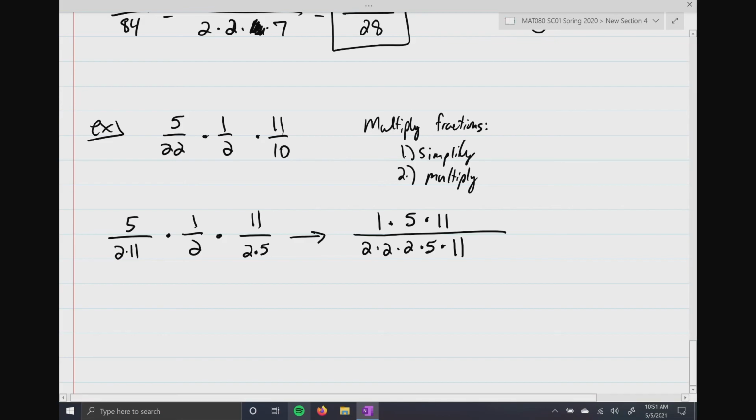Now I'm going to look for numbers that are the same in the numerator and denominator. So I can reduce the 5. I can reduce an 11. Since there's nothing else I can do, now I finally multiply. I have a 1 in the numerator, and 2 times 2 times 2 is 8 in my denominator.